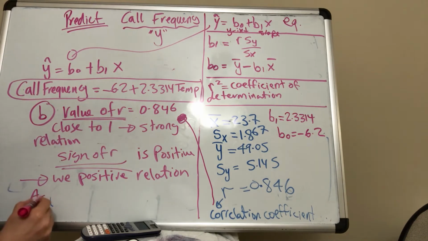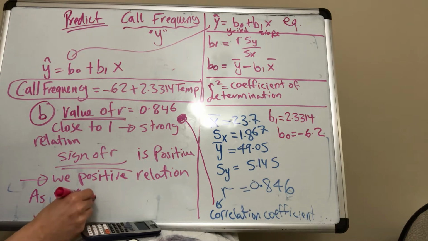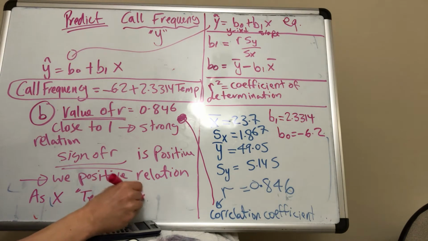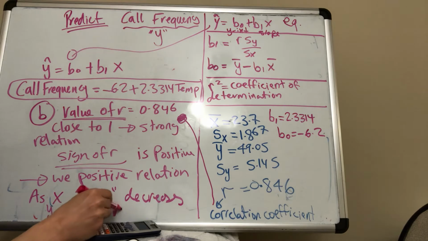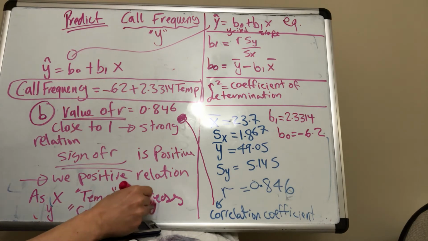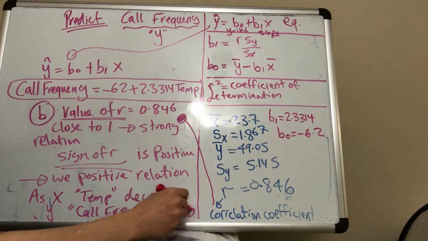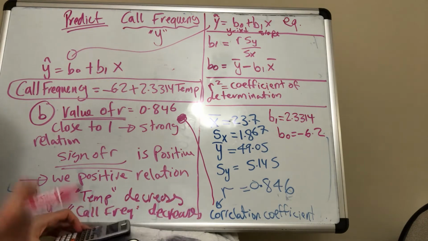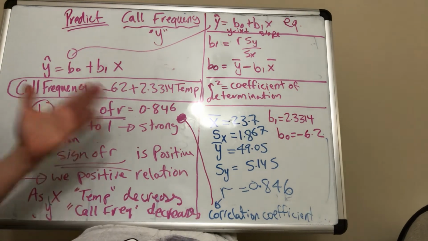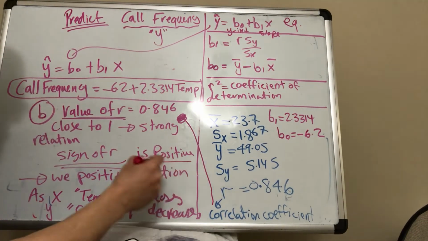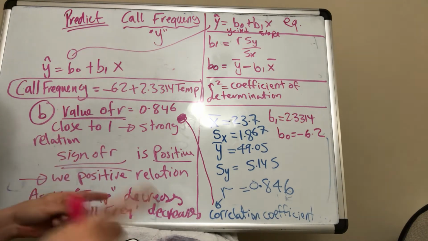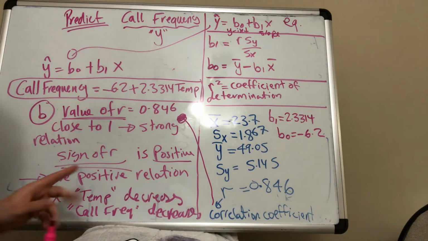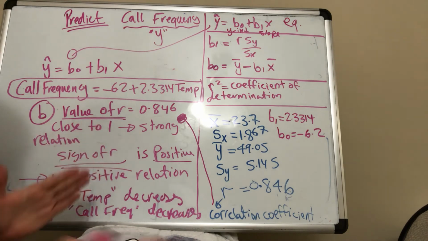So, as X, temperature, decreases, Y, which is call frequency, also decreases. Since they want you to talk about it in terms of decreasing, one decreases, the other decreases. Why? Because we have a positive relationship, and positive means that they move together. Increases, increases, decreases, decreases. Negative means they move in the opposite direction. One increases, the other decreases.